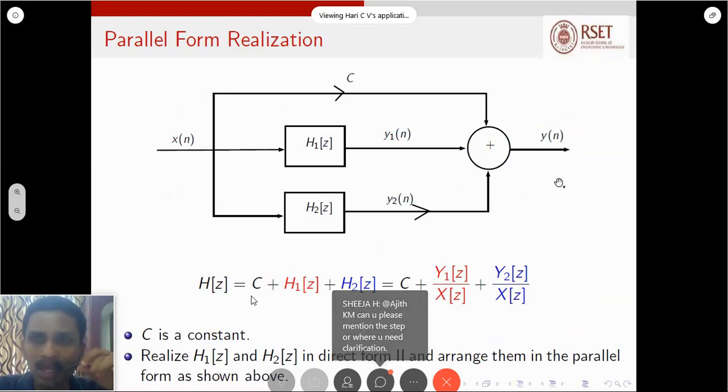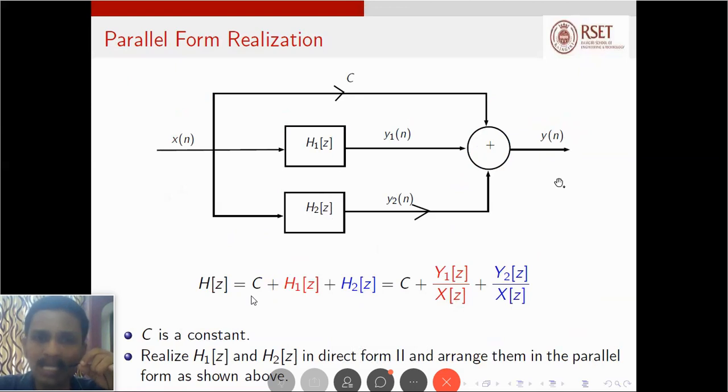The constant term may not be present in all cases. You may obtain only h1 of Z and h2 of Z, and the constant term is not important. If it is obtained, you need to realize it like this. x of n is the input and y of n is the output. Then realize h1 of Z and h2 of Z in direct form 2 and arrange them in parallel form as shown above, and then add them. You will get the corresponding system realization.